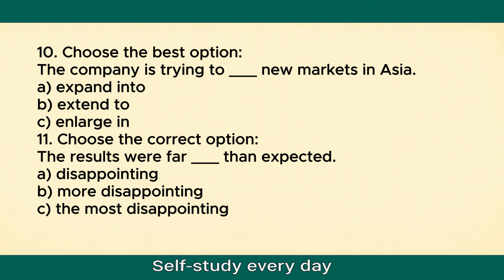10. Choose the best option. The company is trying to new markets in Asia. A. Expand into. B. Extend to. C. Enlarge in.